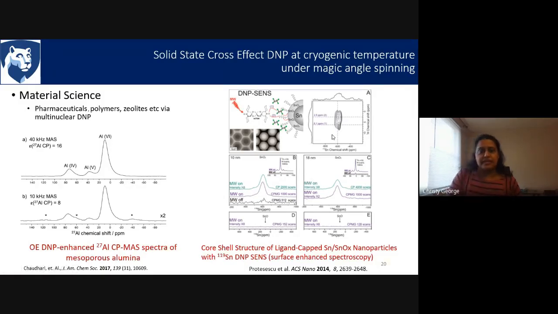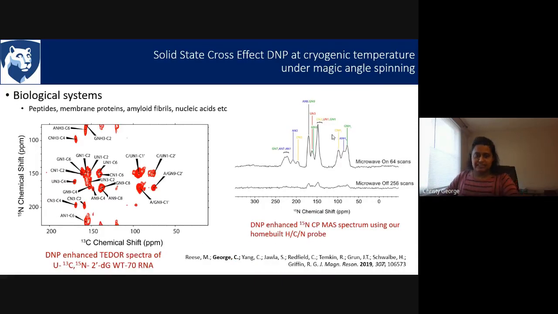So these are some of the applications that I have taken from literature. But in Bob's group, where I was working, our main focus was on biomolecular DNP. So all our experiments, my experiments, are on biomolecular samples. For biomolecular samples also, people have used DNP to characterize peptides, membrane proteins, amyloid fibrils, nucleic acids, etc.